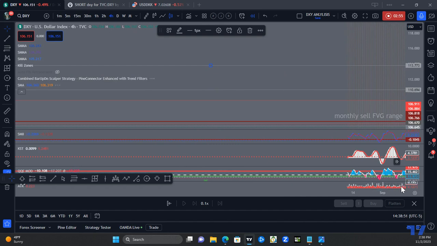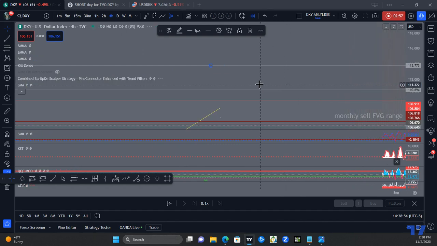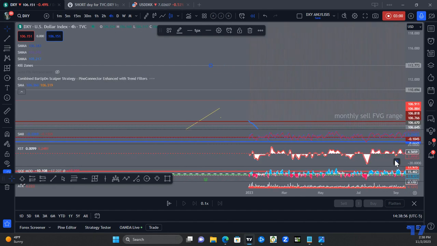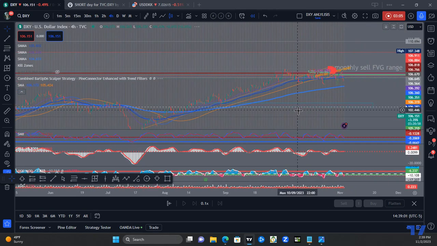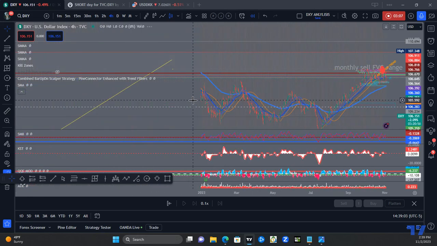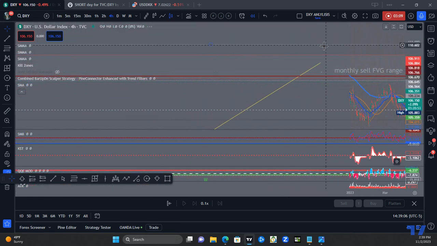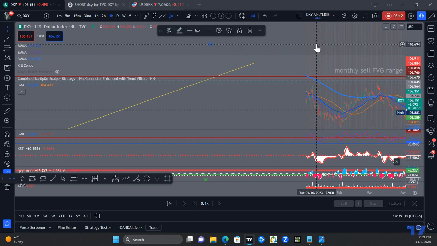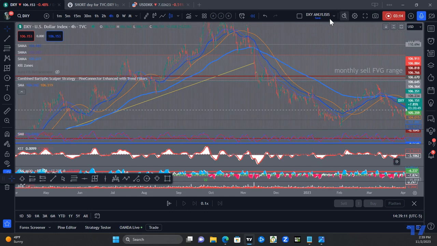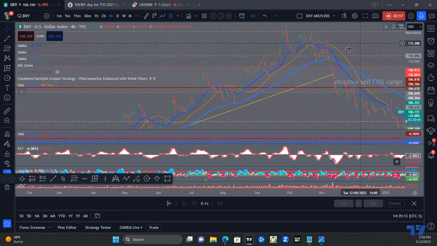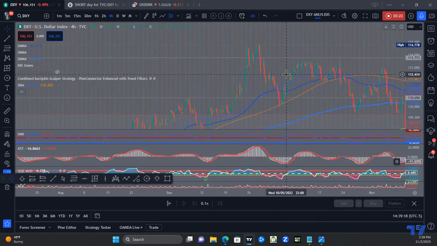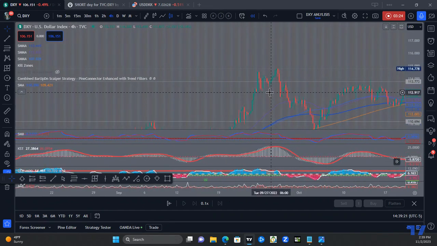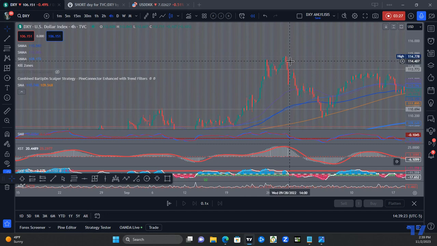So what we're doing is we're just dissecting the candles pretty much. Of course, the monthly trend is bullish, but if the monthly trend is bullish, you are looking at the smaller time frames to see when the trend starts to reverse. So let's say you go to the weekly.